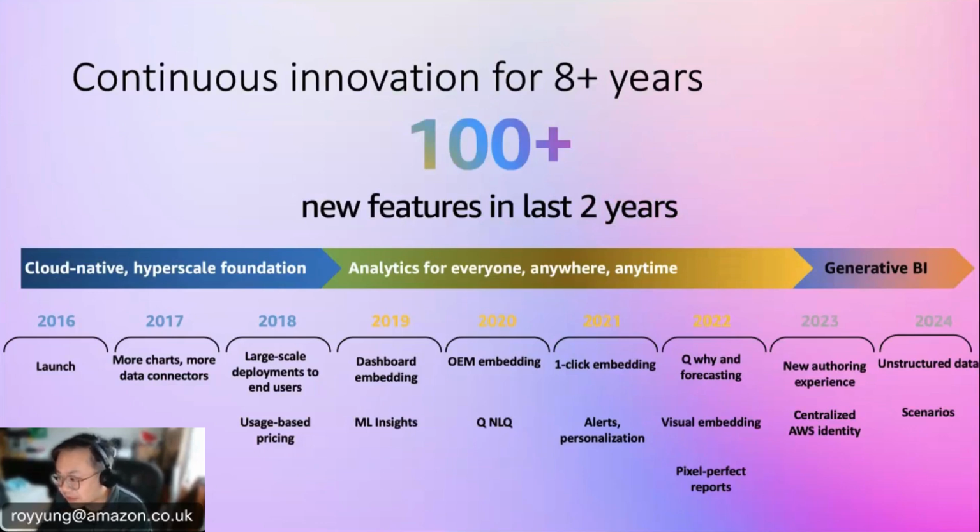And QuickSight is a newer product compared with many other BI tools in the market. We have around 9 years of history. We launched in the year 2016. Then every year, you will see we have new updates. In the last 2 years, we have introduced generative BI, which includes Q&A capability. You can ask questions in natural language. And last year, we had new updates like unstructured data scenarios. I will show you the details in the coming session.